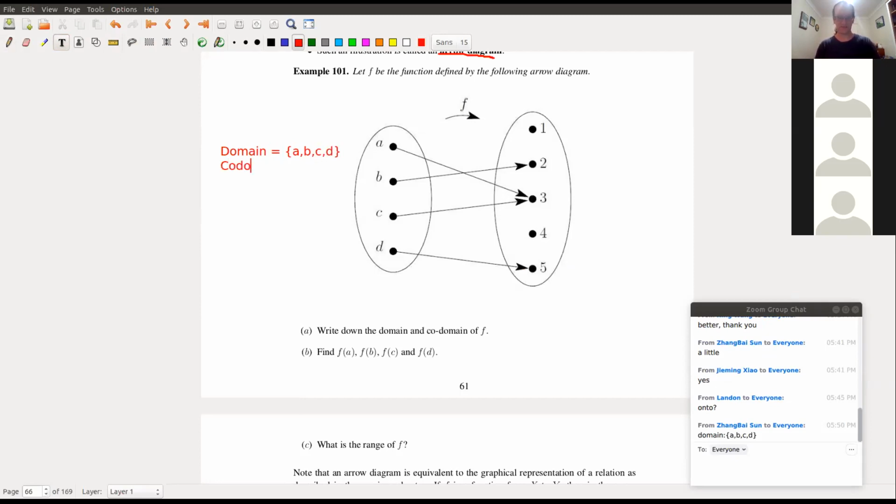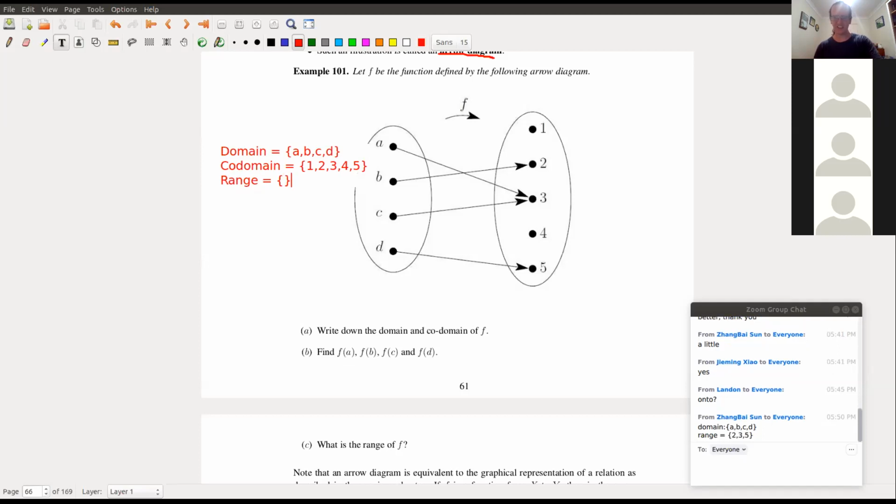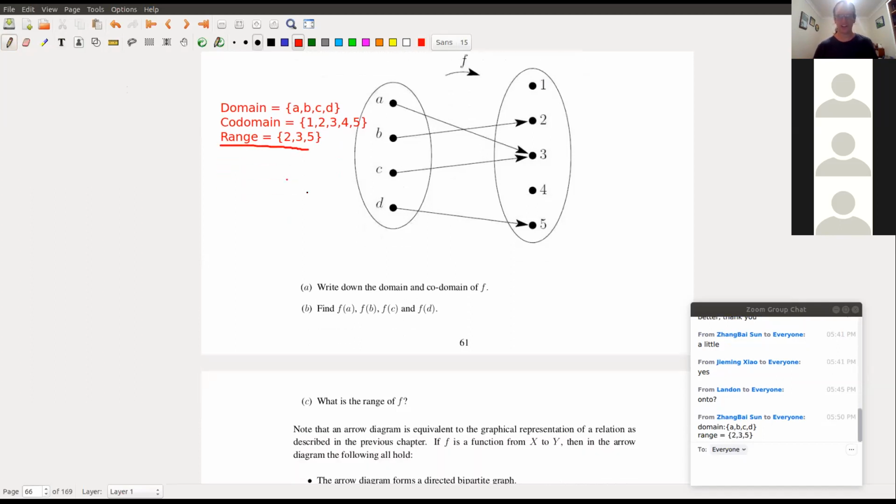Codomain. Codomain is everything in the other one. So 1, 2, 3, 4, 5. The important one is the range, the values you're actually hitting. Yeah, 2, 3, 5. Magic. Cool. As I say, range is the important one.